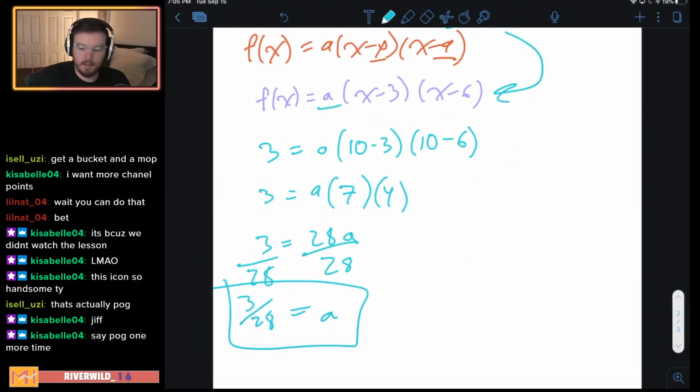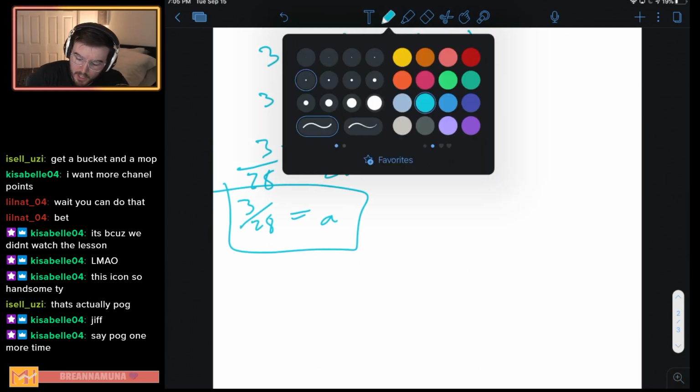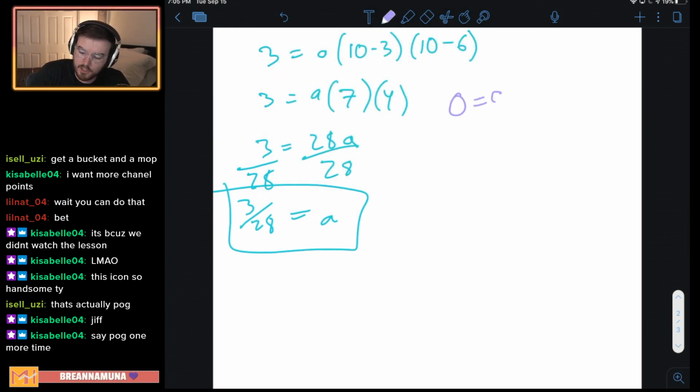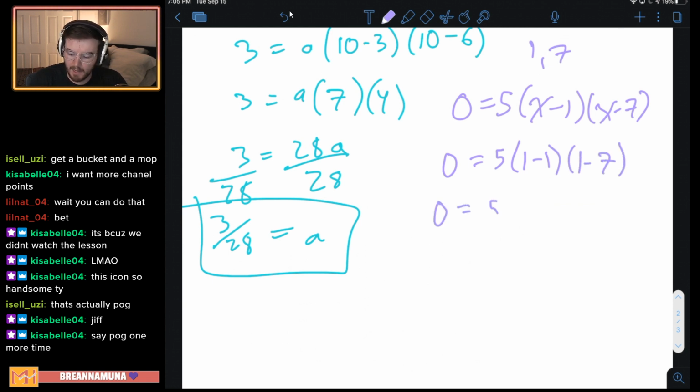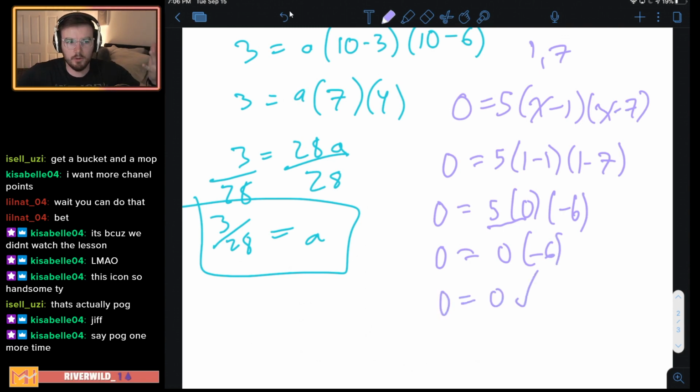I don't know if maybe I should have written this. Maybe I just skipped over something that was so obvious to me, but yet not obvious to everyone. We're solving an equation, and the solutions are 1 and 7. Okay? When I plug in the number 1, what do I get? 0 equals 5 times 0 times negative 6. 5 times 0 is 0. And 0 times negative 6 is 0. Look at that. That is true, right? 0 equals 0. That's why that is a solution.